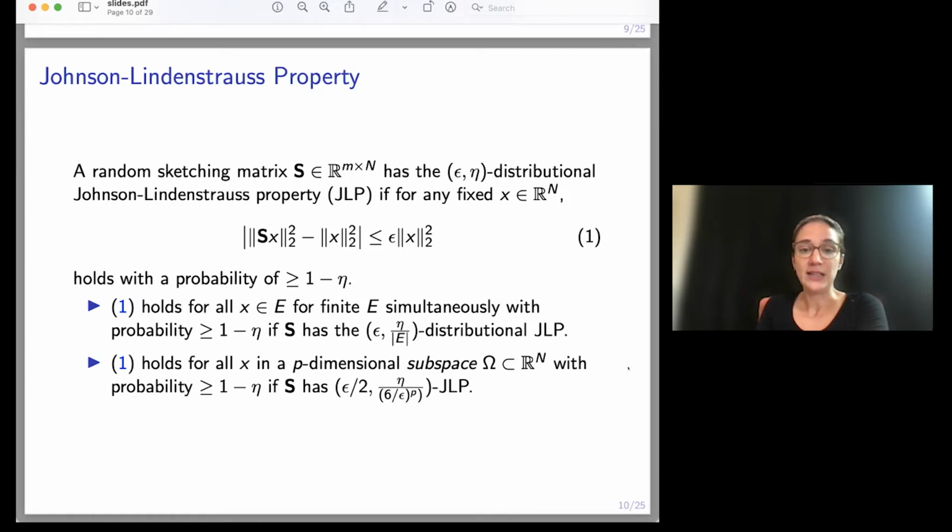This second consequence comes from applying the union bound along with standard covering number estimates for a p-dimensional subspace. Then we can uniformly get a near isometry of this sketch holding for a subspace. This is not necessarily the optimal type of result one can get for embedding a subspace. It's just the direct consequence of the JL property.